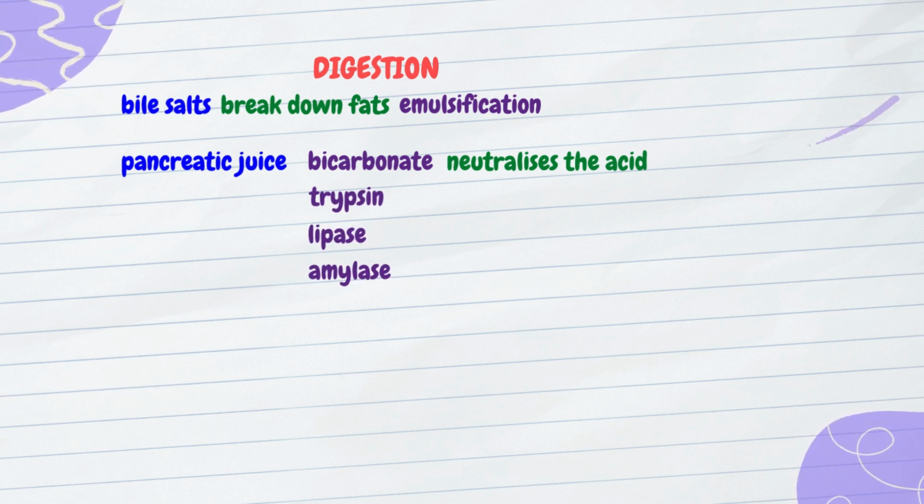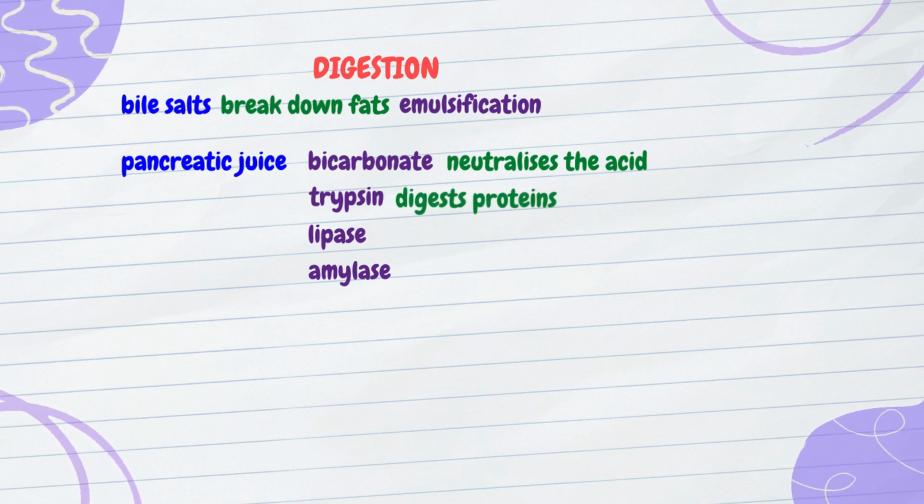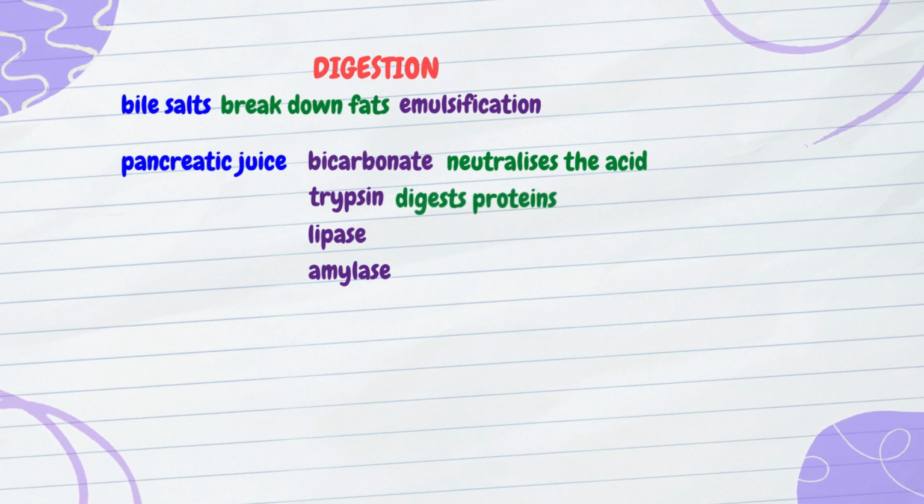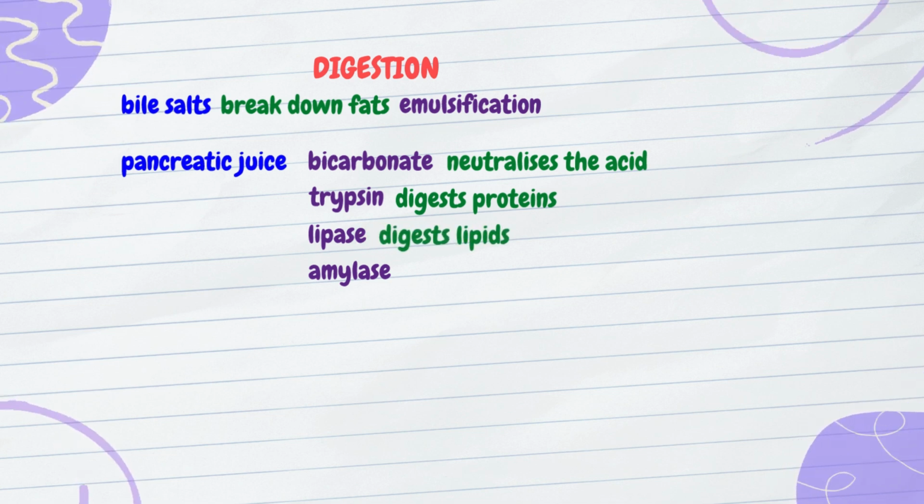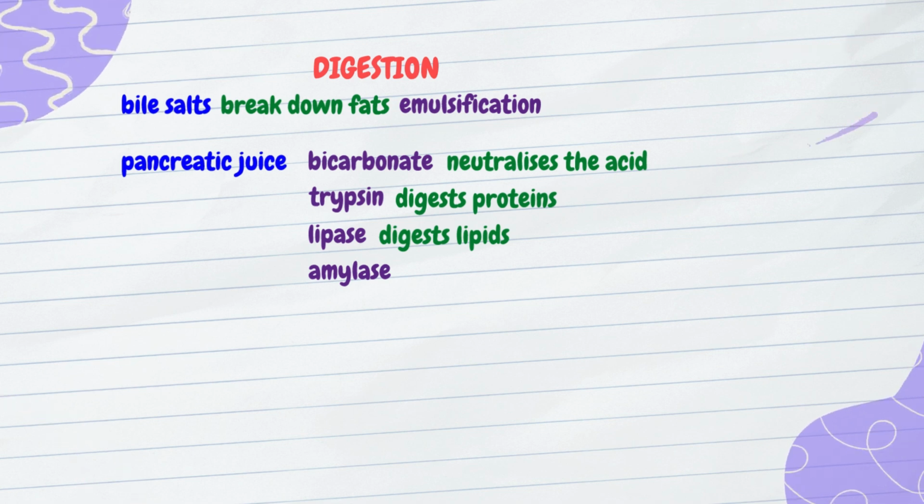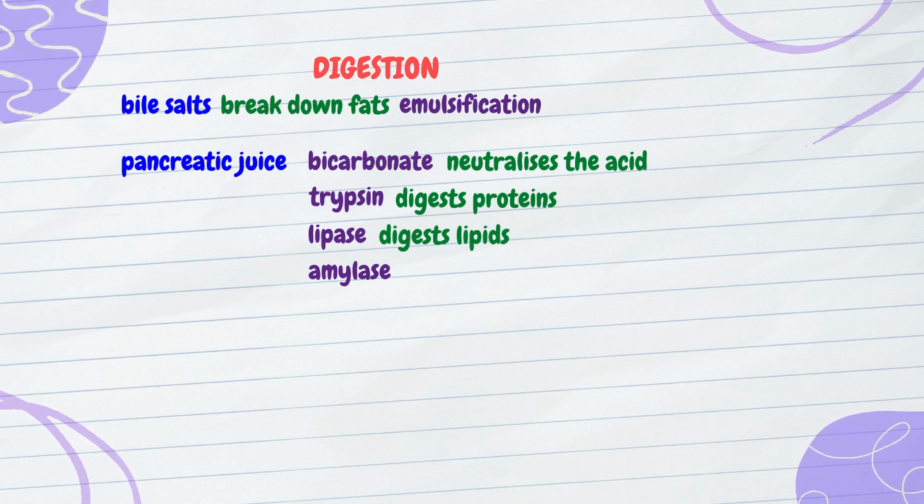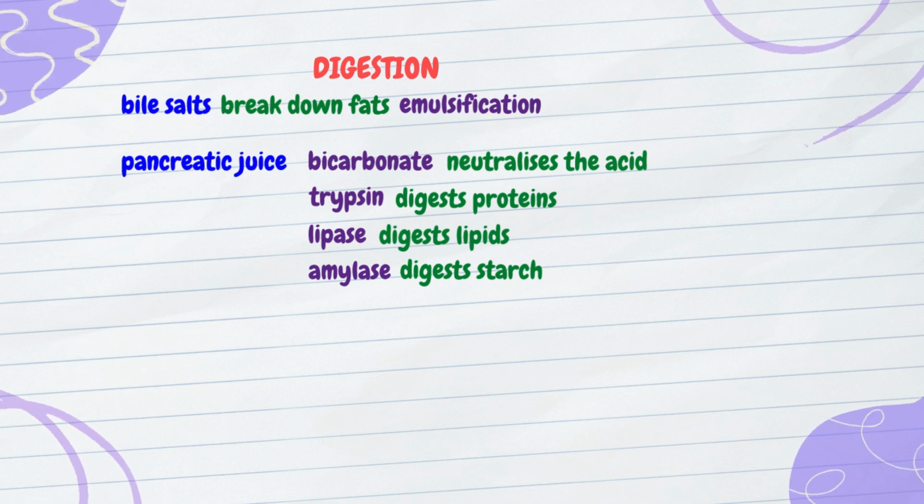Trypsin continues protein digestion. It digests protein into smaller polypeptides. Lipase continues fats digestion. It digests lipid into fatty acids and glycerol. Amylase continues carbohydrate digestion. It digests starch into maltose.